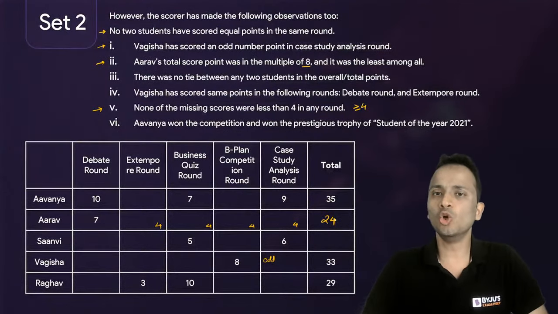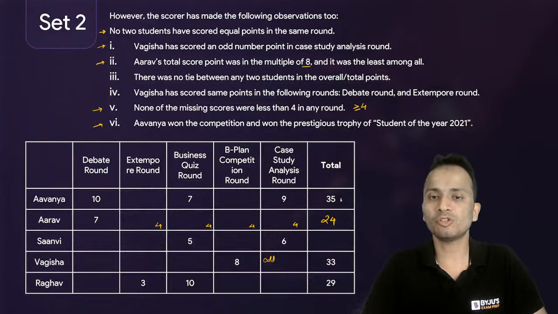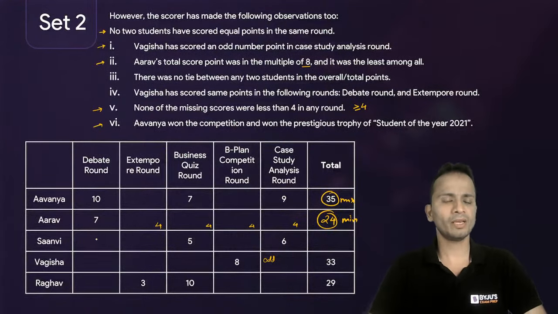And this is the lowest among all of them. That means Sanvi should have the number more than 24. Okay, Sanvi should have the number more than 24. Also, Avanya won the competition. So Avanya is maximum. So this is maximum and Arnav is minimum. Okay, so 35 is maximum and 24 is minimum, right?